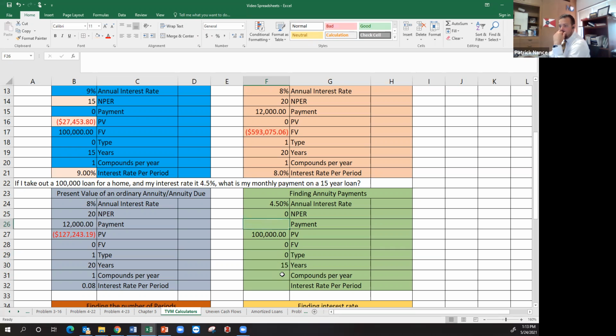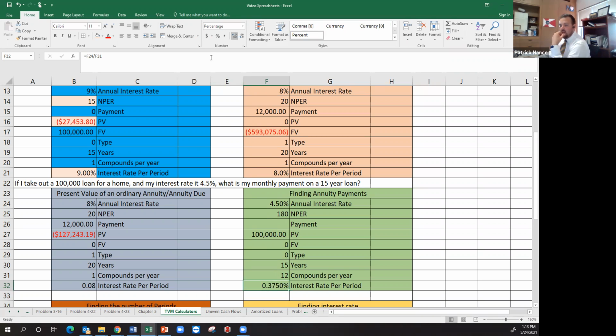Payments, what I'm looking for. Compounds per year, I'm making a monthly payment, so there's a monthly compound, so 12. And so remember, to get my interest rate, I need to take my annual interest rate divided by the number of compounds per year, which is 12.